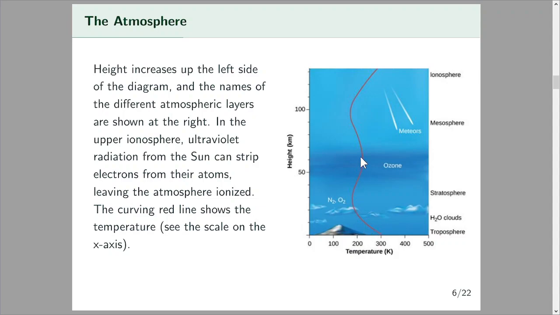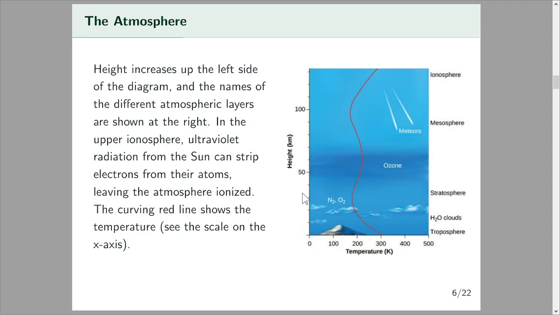This red curve here is kind of interesting because it's the temperature. If you look at the x-axis across the bottom, it's the temperature in Kelvin. You don't need to know the Kelvin scale. You just need to know that to the right is warmer and to the left is cooler. You'll notice that the troposphere is warmest at the bottom, but the stratosphere is warmest at the top, and so on. The ionosphere warms up at the top. We'll talk about why this temperature curve looks the way it does as we go. You can kind of see where the clouds are and so on.